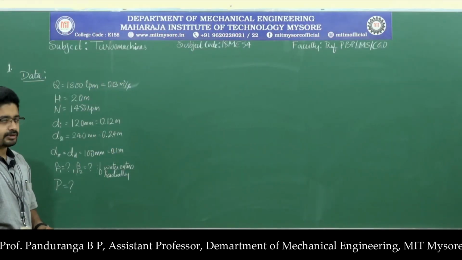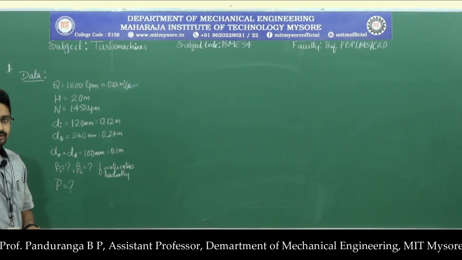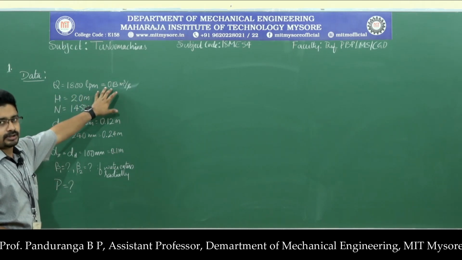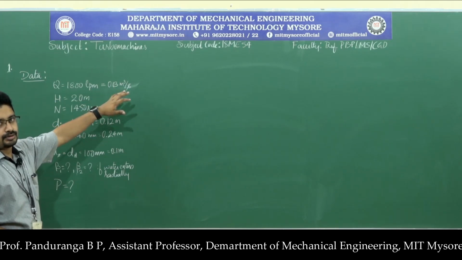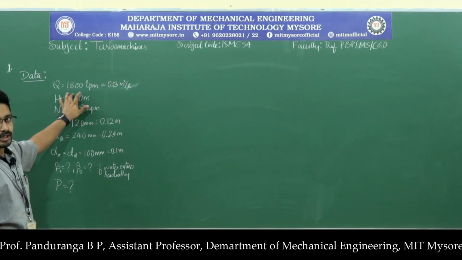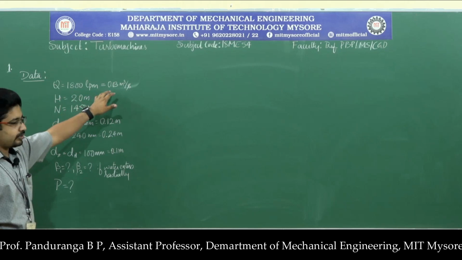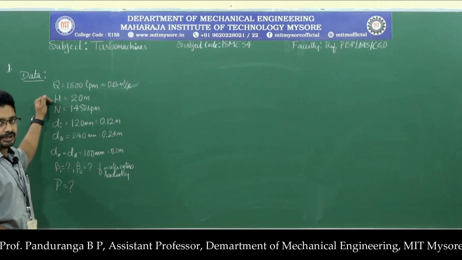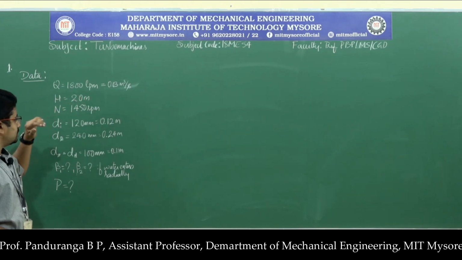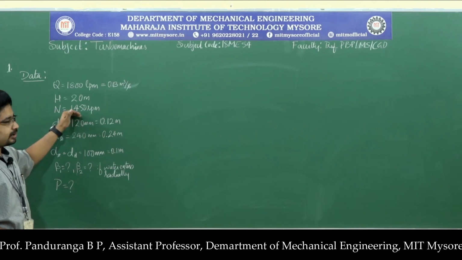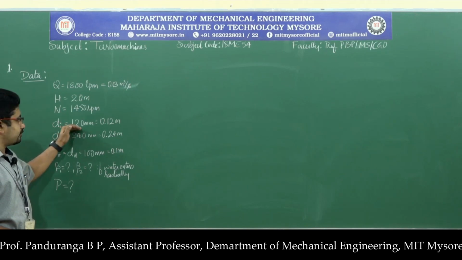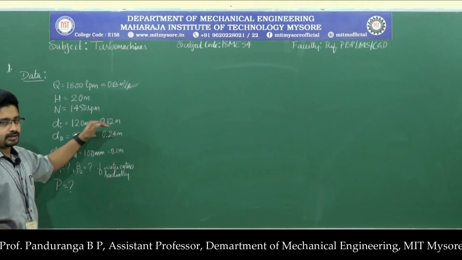Here, let us list out the data given in the problem. The first data given is the discharge, 1800 liters per minute. I have converted that to meter cube per second. To do that, I have to divide this by 1000 multiplied by 60. Then we get 0.03 meter cube per second. Against a head of 20 meters, so H is equal to 20 meters, and its speed is 1450 rpm. Then the inner diameter is given as 120 millimeter, which is 0.12 meters.